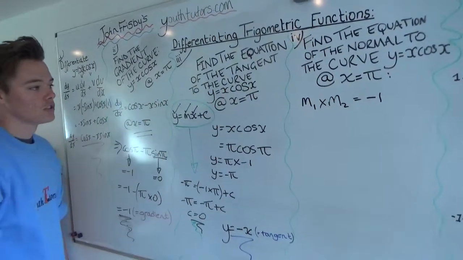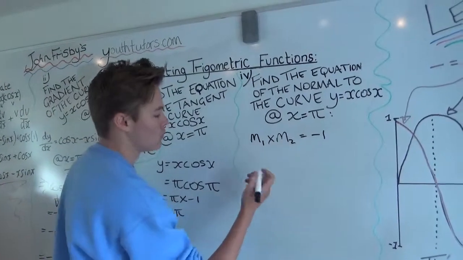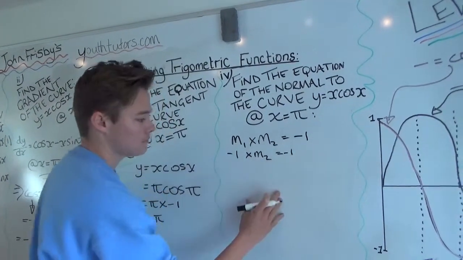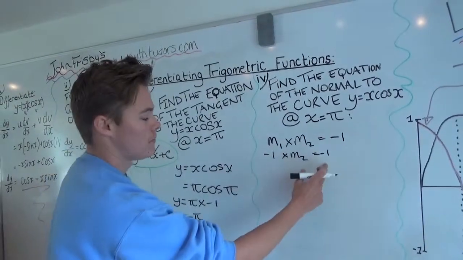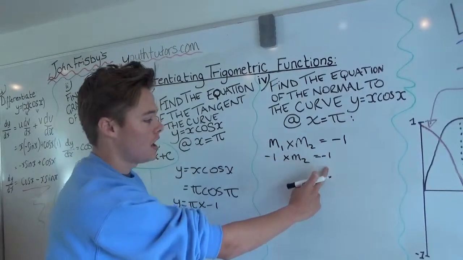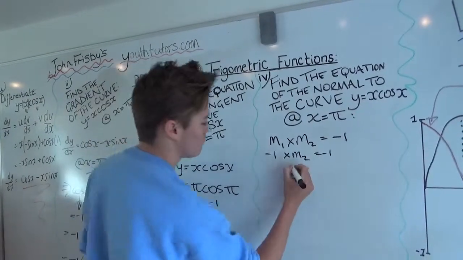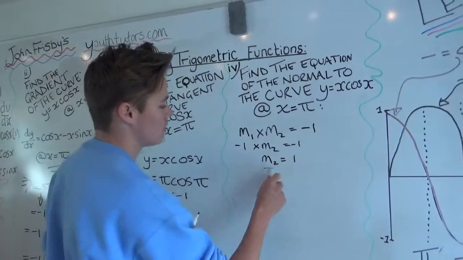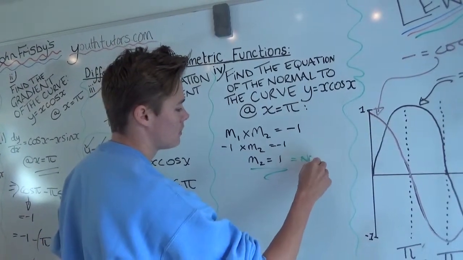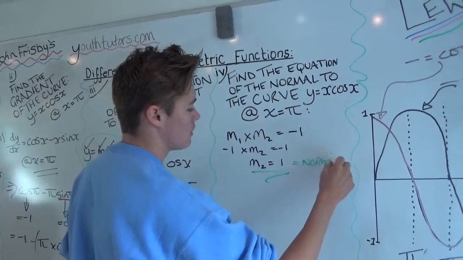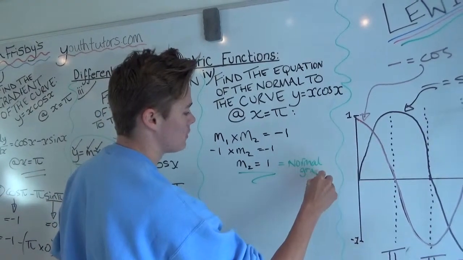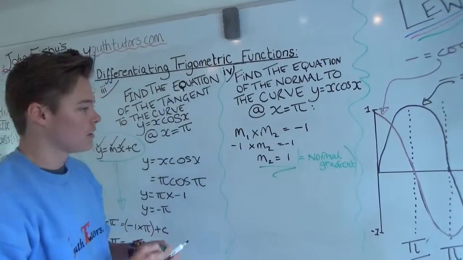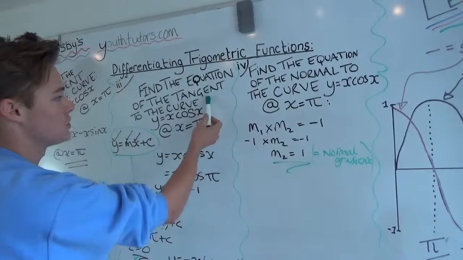So if we rewrite this with what we now know, it's -1 times m2 equals -1. So moving the -1 underneath the other -1, m2 is equal to 1. So this would be the gradient of the normal. Can you just put normal underneath that for me? Yeah, I'll just put normal gradient. And again it's a straight line, just perpendicular to the tangent that we worked out a minute ago.